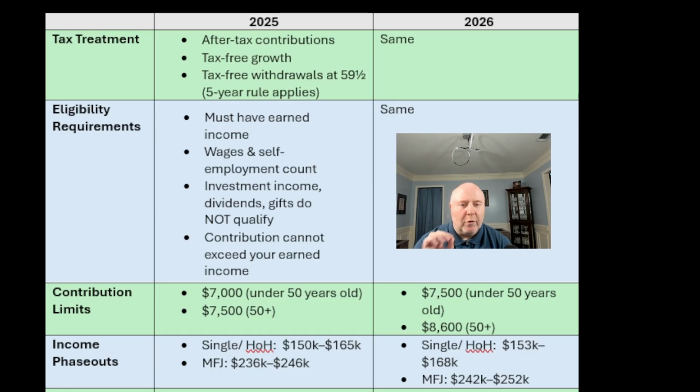What we're looking at are the requirements for both 2025 and 2026. You're going to notice that between the 2025 and the 2026 years, they're pretty much the same, except when we get to contribution limits and income phase outs, and that's where we're going to see some changes.